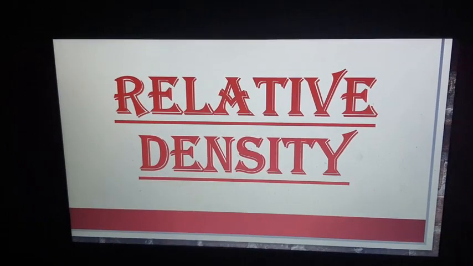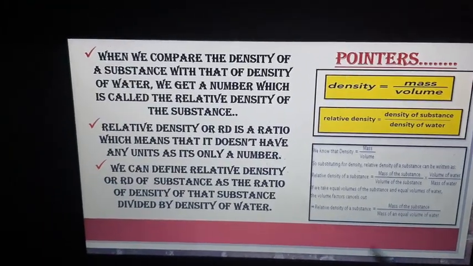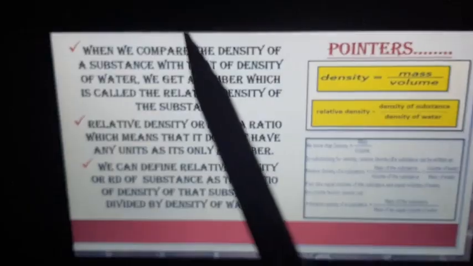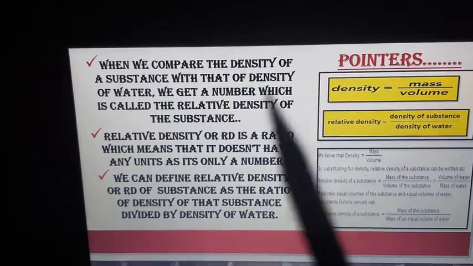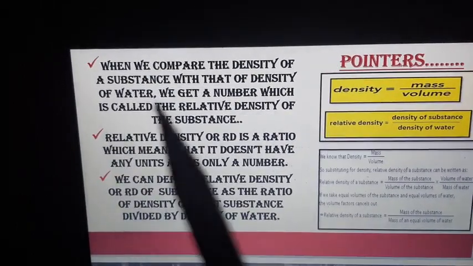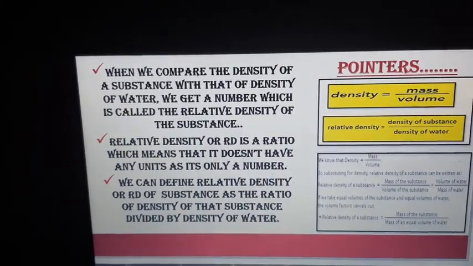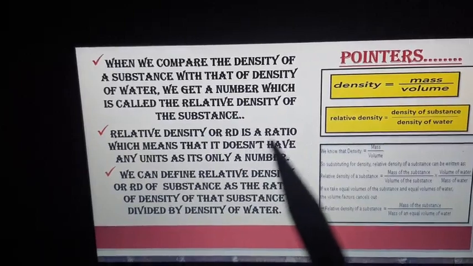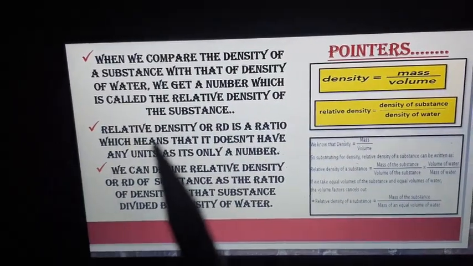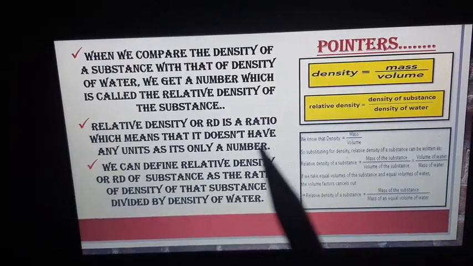Next topic that we are going to discuss today is relative density. Now, what is a relative density? Firstly, let's read this write-up over here. It says, when we compare the density of a substance with the density of water, we get a number which is known as the relative density of the substance. Relative density, which is also known as RD, is basically a ratio, which means that it doesn't have any units and it is only a number.